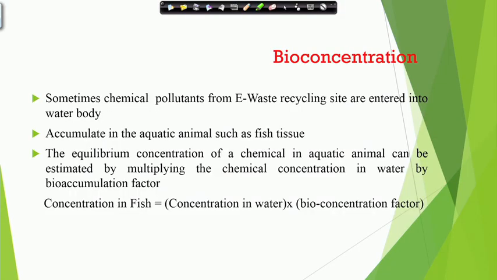So let's start with a concept which we use in terms of risk assessment and all that. It's bioconcentration. Now what is bioconcentration? We talked just before about how the concentration will be measured in the water phase. Now many of these chemicals from electronic waste, especially say mercury in the methyl mercury phase, and some of these organic chemicals, have a tendency to accumulate in aquatic animals such as fish tissue.